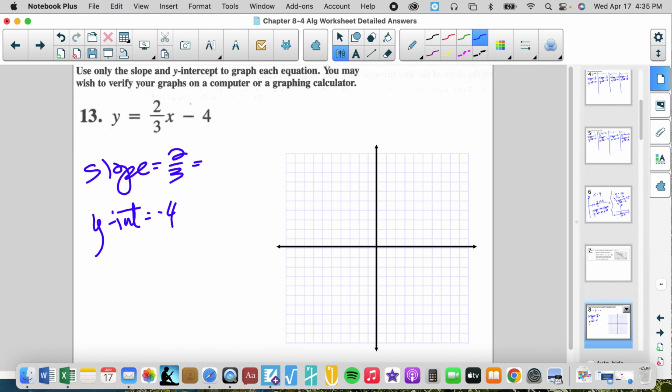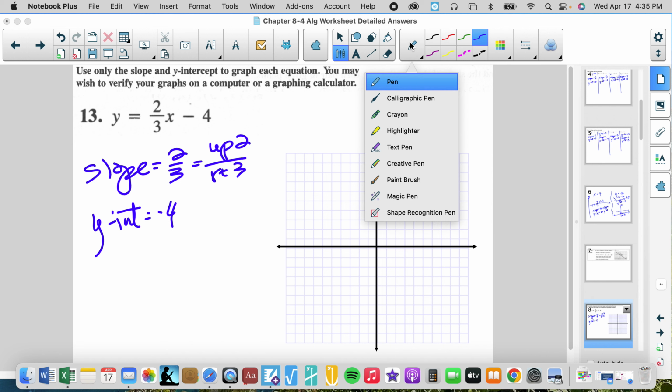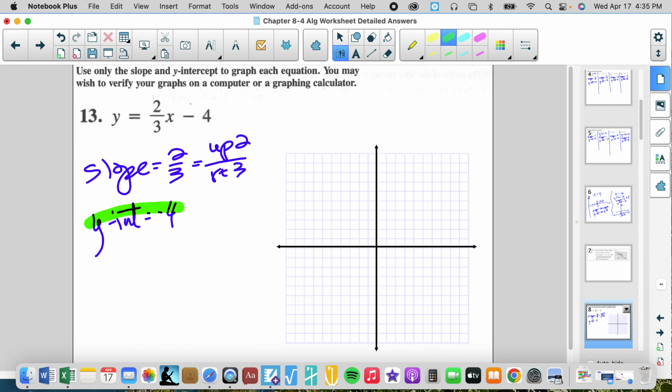Sorry, slope of 2/3. We're going to go up 2 and right 3 from one point to the next. So, oh wait, I don't have a point. I can't go up 2, right 3 from one point to the next. I need a point. Do we have a point? Yes, we do. We have the point of my y-intercept. We know this line is going to cross the y-axis at negative 4. 1, 2, 3, 4. So I have a point. And now I'm going to use the slope. I'm going to go up 2, right 3 to make another point.